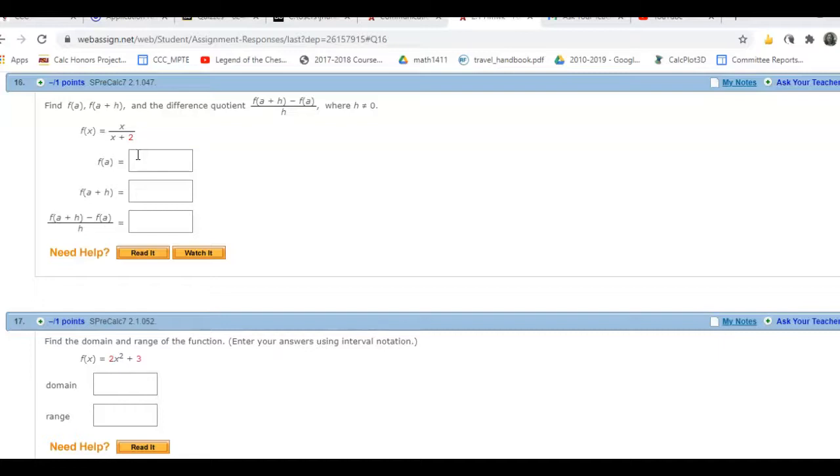We'll do f of a. And that's a simple one where you just plug in a for x. Then we'll do f of a plus h. And then finally, we'll do the difference quotient.